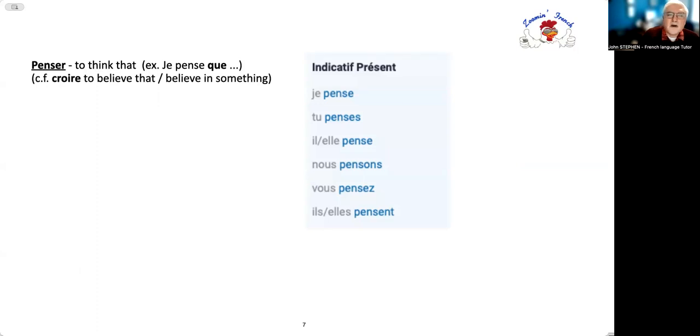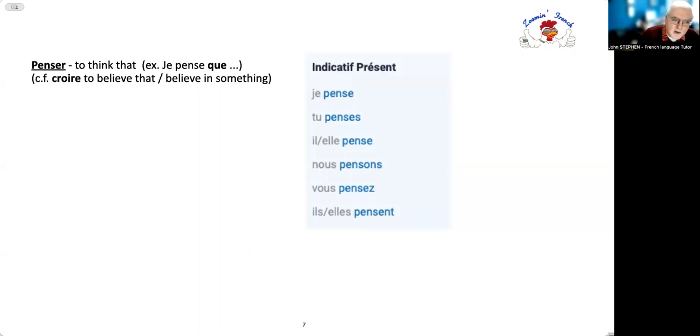Let's look at the verb penser. Okay, penser. Now, penser is very straightforward. It means to think that, or to think in general. And I put here CF, which means compare it to the verb croire, which means to believe something or to believe in something. The two are fairly similar in French. When you say, oh yes, I think so, you could use either penser, a regular ER verb, and I put it for you there, by the way, so you can see it doesn't have any strange elements.